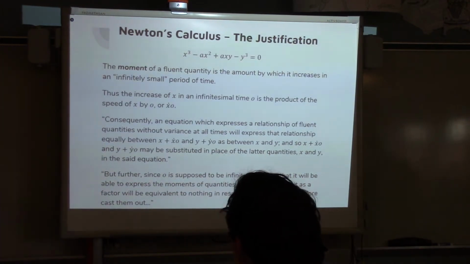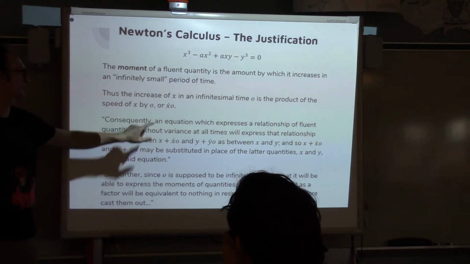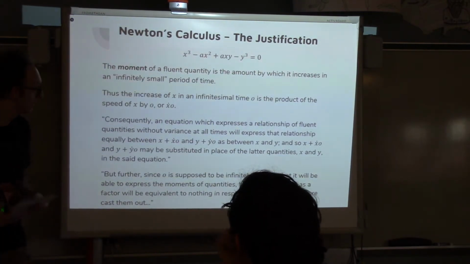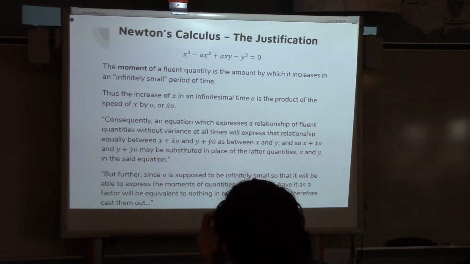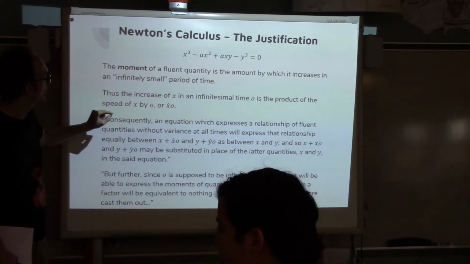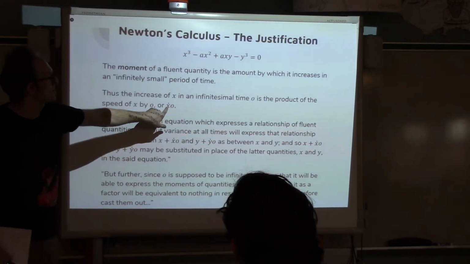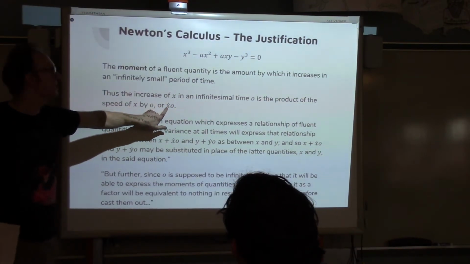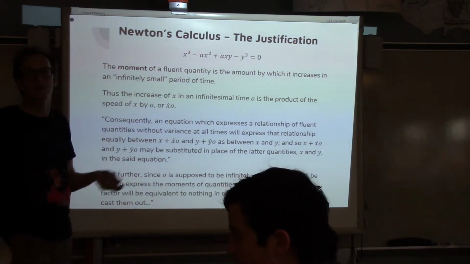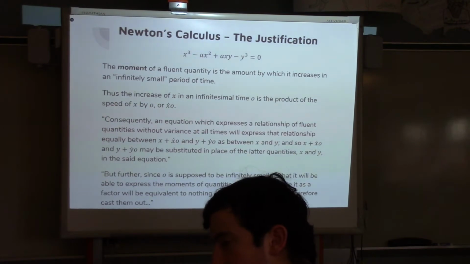And what Newton does is he uses, for his infinitely small period of time, this little symbol O. If we have some fluent x in some infinitesimal time period O, then x dot O is the speed at which that fluent changes, the fluxion, times the infinitesimal amount of time. That's the infinitesimal change in that fluent. Cool? Cool. All right. And this is what he says.